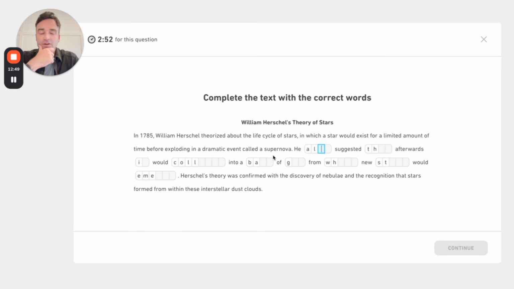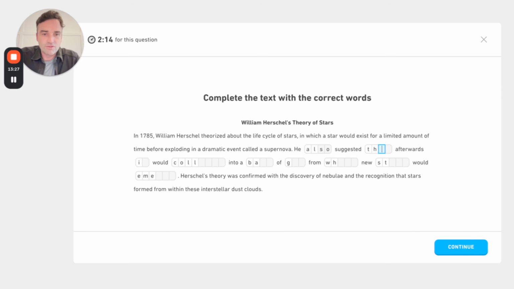All right, so this is another read and complete one. Again, read the title, read the first and final sentence. This will give you lots of clues, and maybe even some repeated words will appear in these gaps, in the incomplete words, I mean. Okay, so William Herschel's theories of stars. Okay, I really should have worn my glasses. It's all blurry. Okay, so yeah, let's get going.